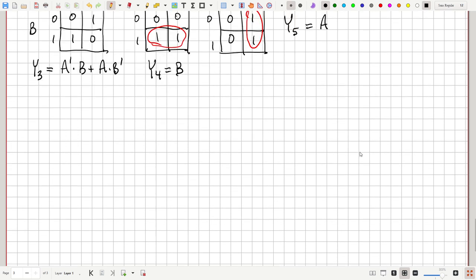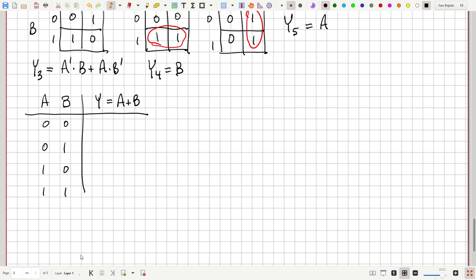Now, let's look at the truth table for y equals A or B. Okay, 0, 0, 0, 1, 1, 0, 1, 1. y is 1 if A is 1 or B is 1, and not exclusively so. Either or both are 1. So that would mean the only time y would be 0 would be here, and for every other row, one or both of A and B are equal to 1. So there's the OR operation.